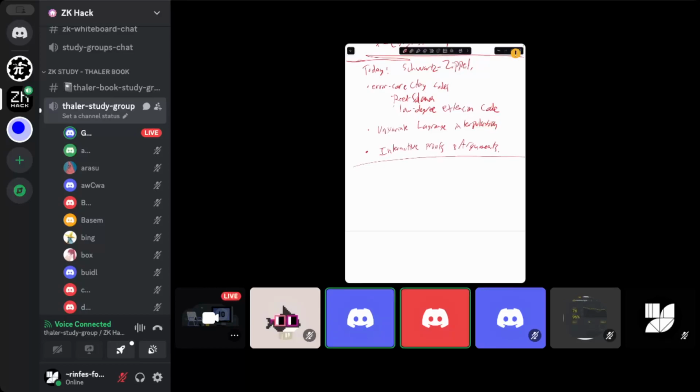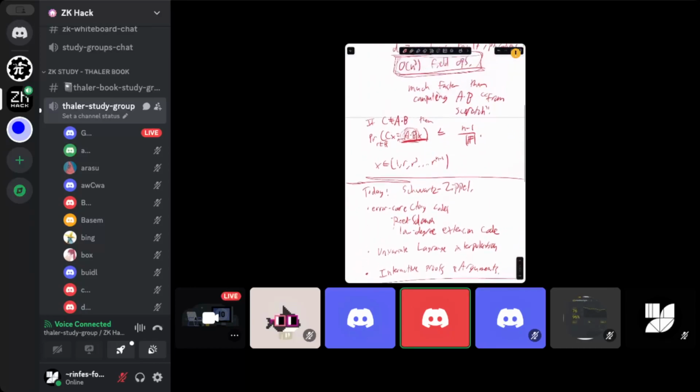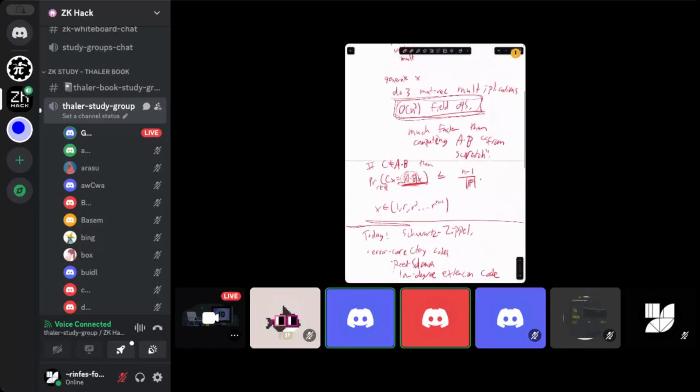Okay, so let's talk about... Go ahead, please. I have a question about the equalities C equals A times B. I get a look at it, so to check why we have the n minus 1.